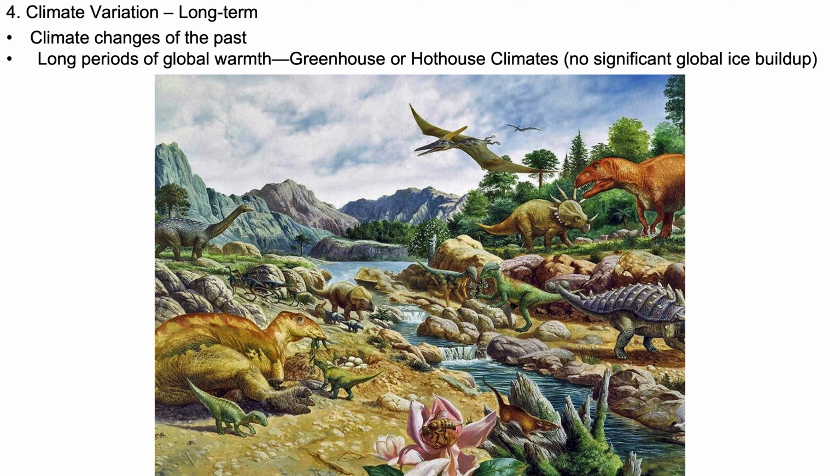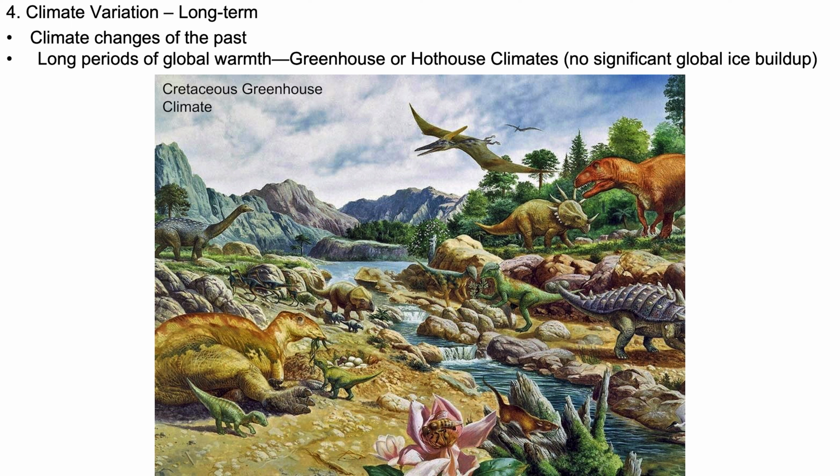Most discussions of long-term climate variability simplify the system by dividing it into warm and cold periods. These are defined as greenhouse or hothouse climates when there's no significant global buildup of ice, no ice sheets as we see in Antarctica or Greenland today. Now, this is a little bit confusing because greenhouse is used in the greenhouse effect. This is different. This is a greenhouse climate.